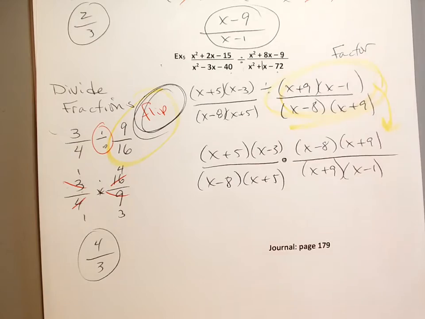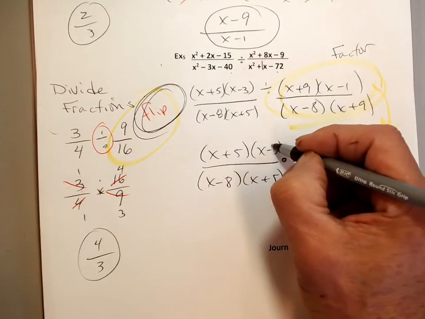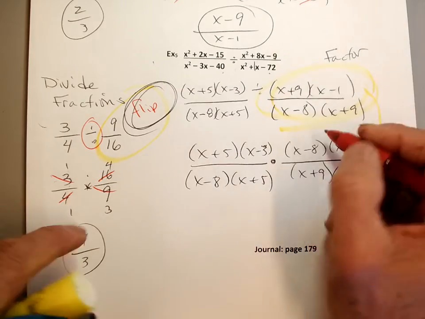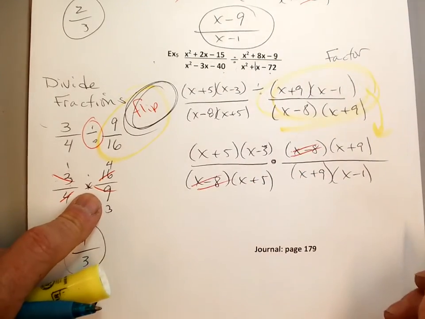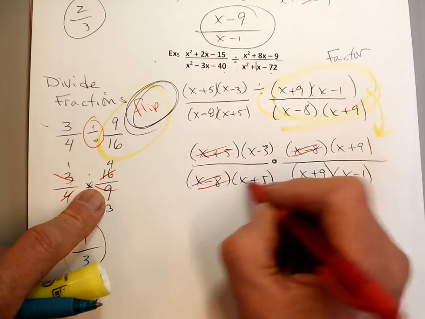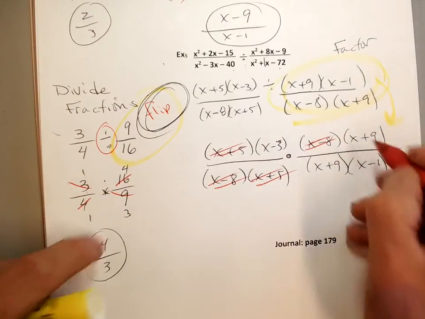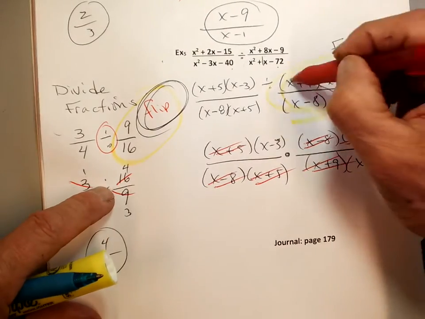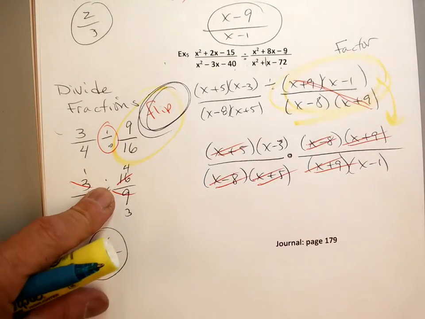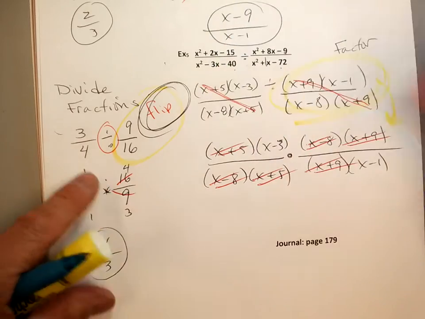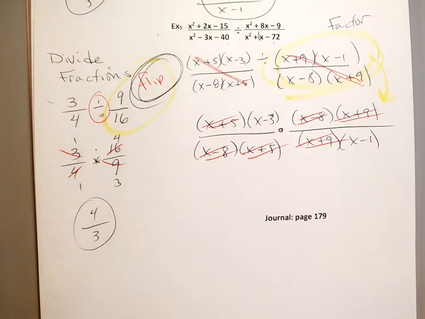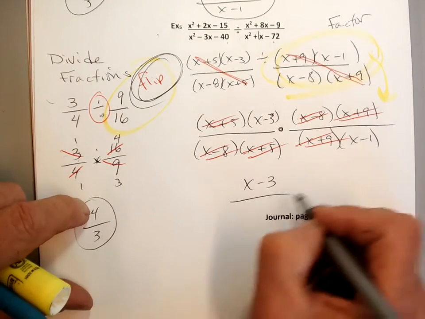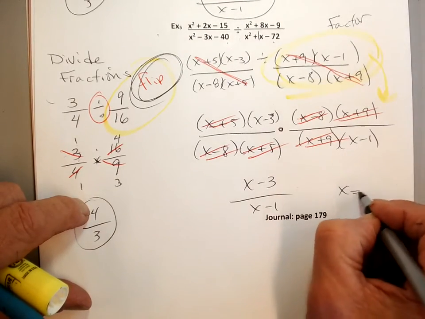Okay, now anything on the top cancels with anything on the bottom because you're just reducing. So let's see what can I cancel. Oh, x minus 8 with x minus 8. Boom. X plus 5 with an x plus 5. Boom. X plus 9 with an x plus 9. Boom. Yeah, you could have canceled actually back over here, but that's okay. And I guess you could have canceled here. That would have made it faster, but that's okay. I'm trying to show the way to do it. So what's left over? An x minus 3 over an x minus 1. X better not equal 1.